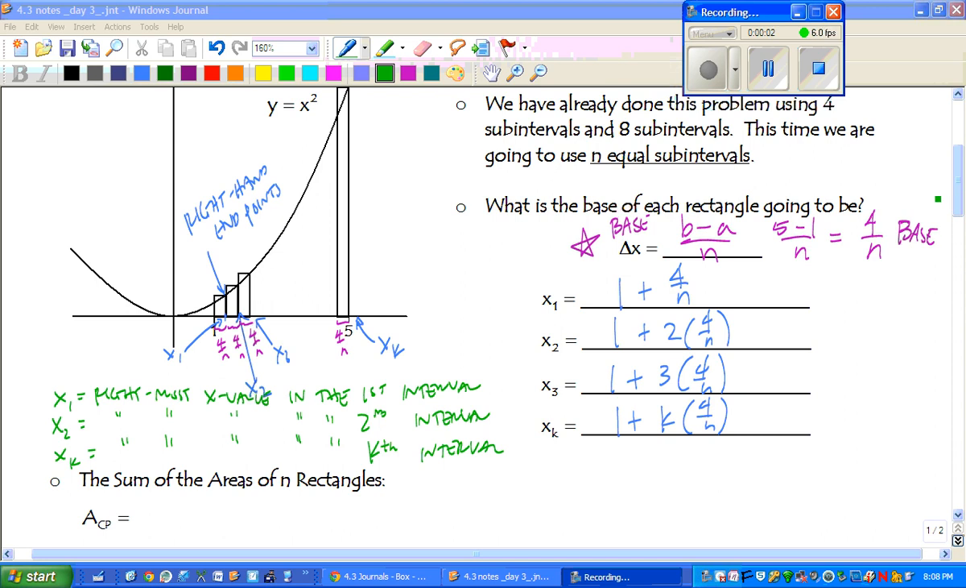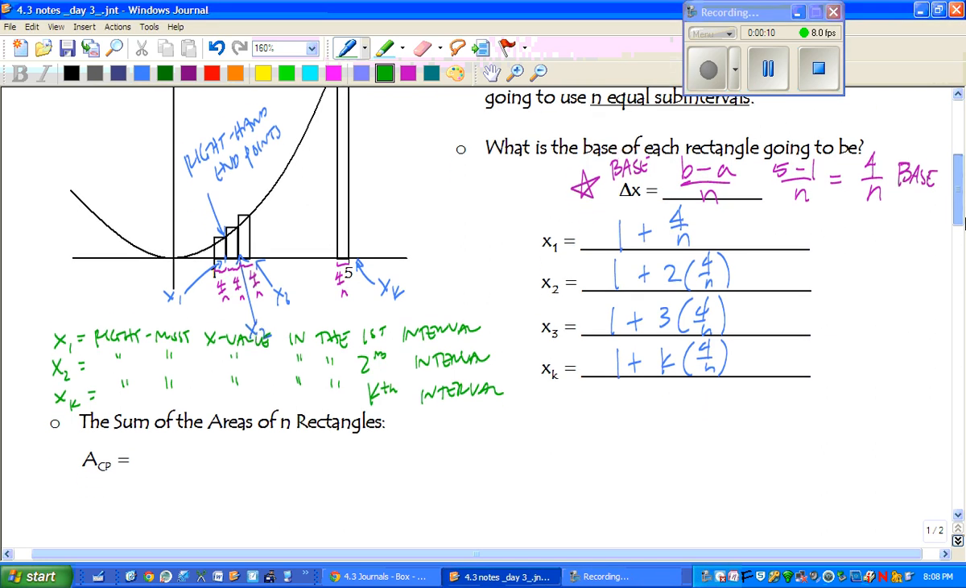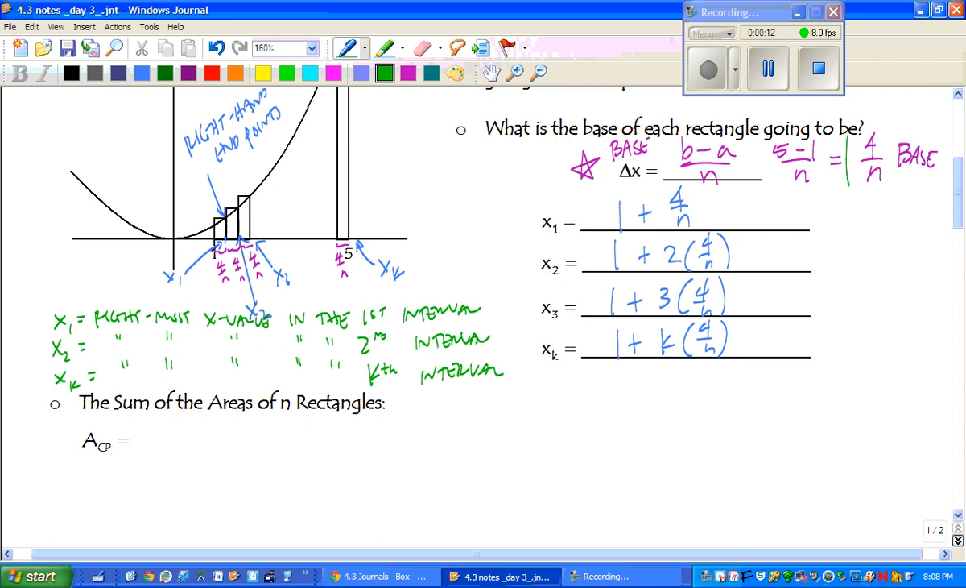All right, now let's start to set up our sum. We're adding up all these rectangles and we're doing it in general. So each rectangle has the same base. We've already established that the base is 4 over n. Right, so remember yesterday when we did our problems, we knew we were going to have the same base for each rectangle. So same thing here.